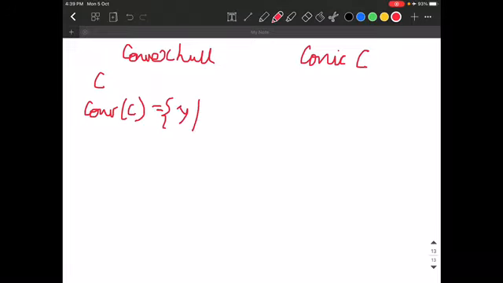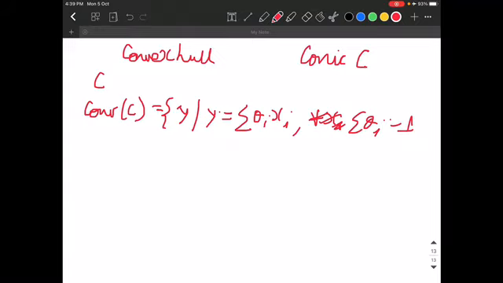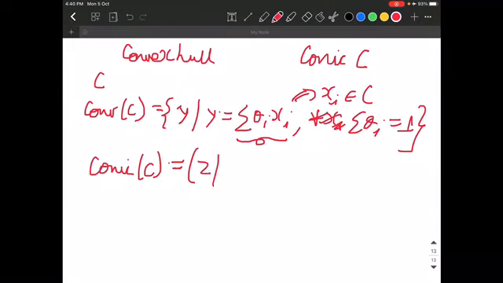y, such that y can be written as sigma theta_i x_i, where the x_i's are points in C, x_i belongs to C, and the sum of theta_i is 1. Similarly, the conic hull of set C is the set of all z, such that z equals sigma theta_i x_i and theta_i greater than or equal to 0 for all i.